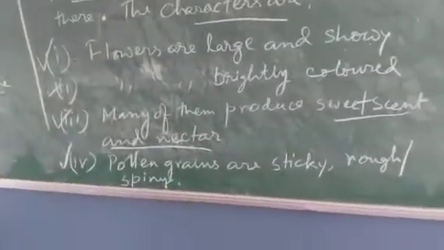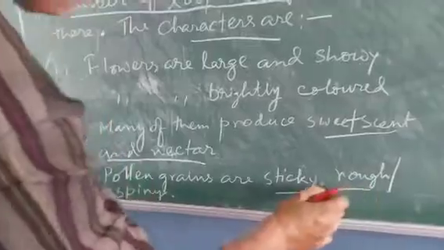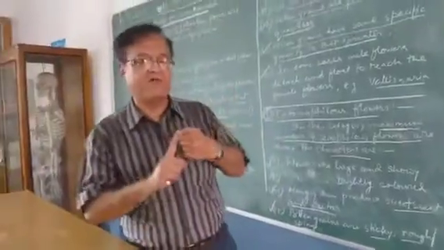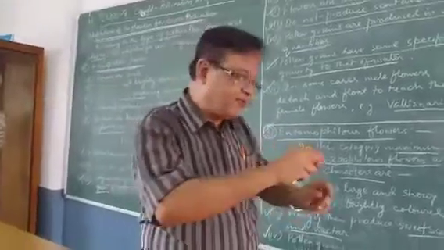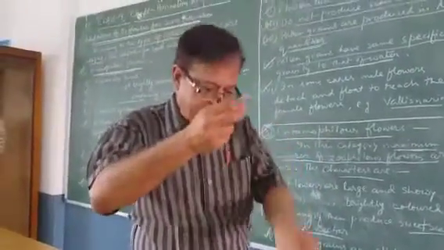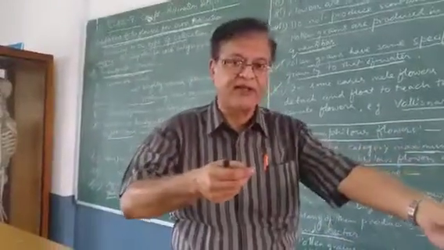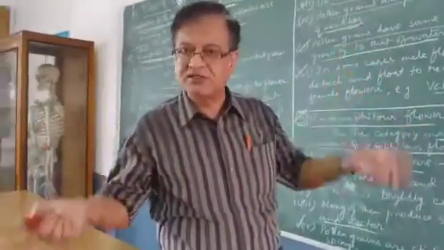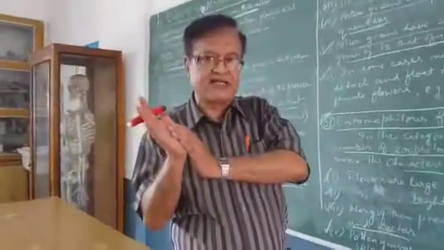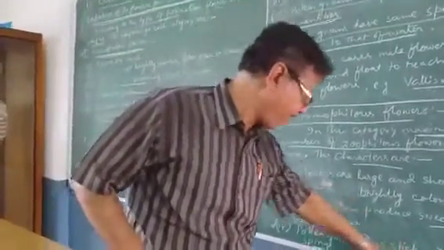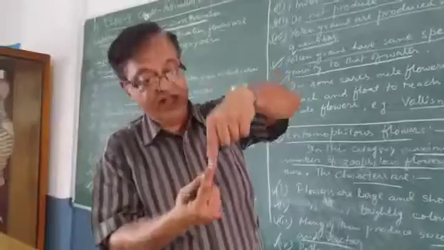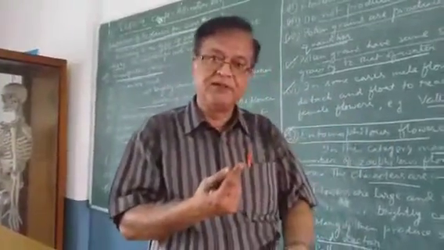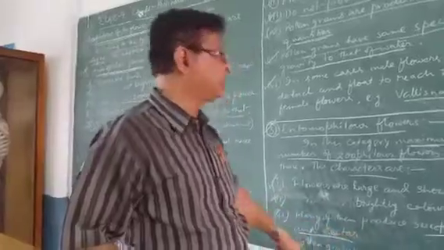Fourth point says pollen grains are sticky, rough or spiny. Why are pollen grains sticky, rough or spiny? Two purposes. Number one, when it is stuck to the body of the insect, it should stay there. If they move off from the flowers, if they are dropping into the air and dropping elsewhere, then they will not be able to reach the stigma. So they should stick to the body of the insects. Because of that, they are sticky, rough and spiny. Second point is, when they drop onto the stigma, they should stick there, they should not drop. Because of that also, they are sticky, rough and spiny.